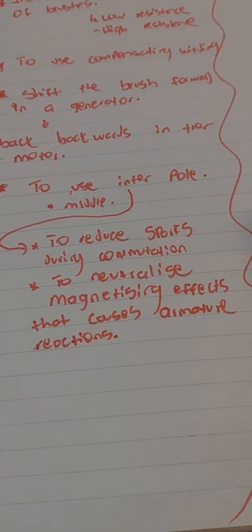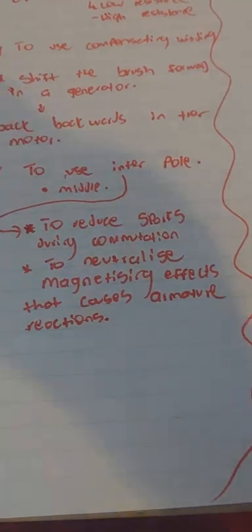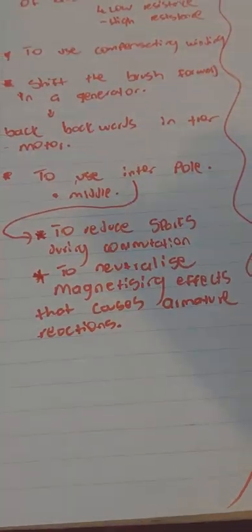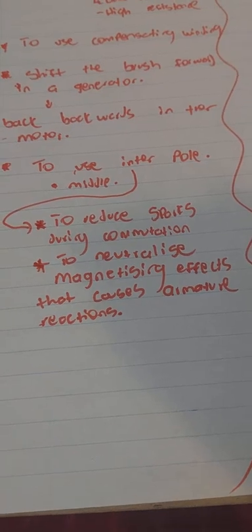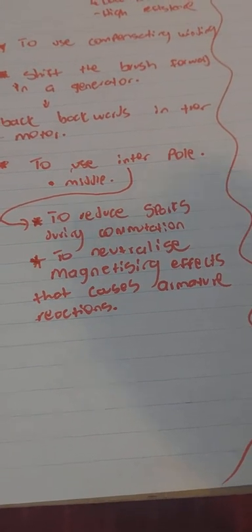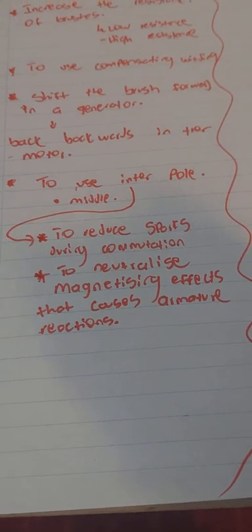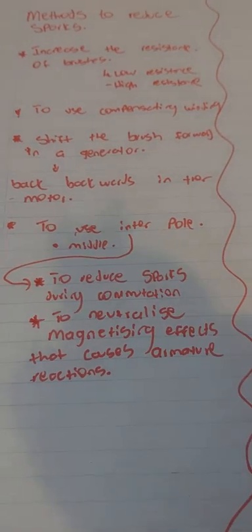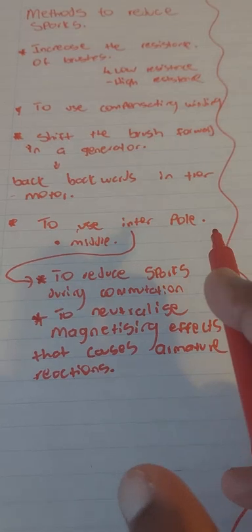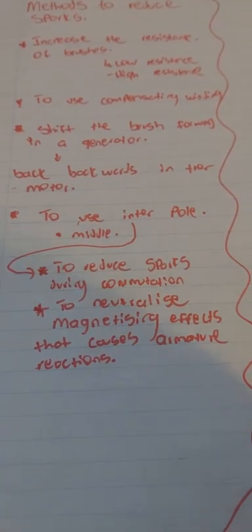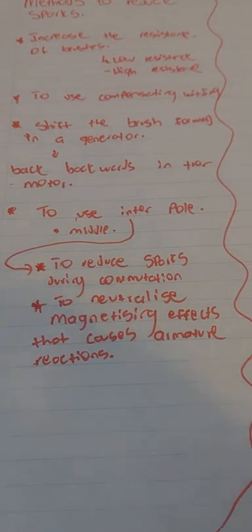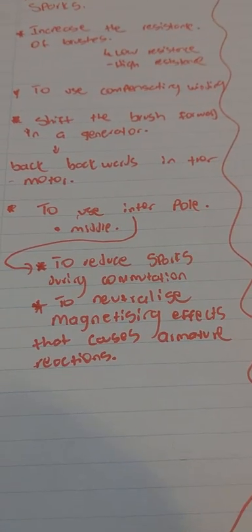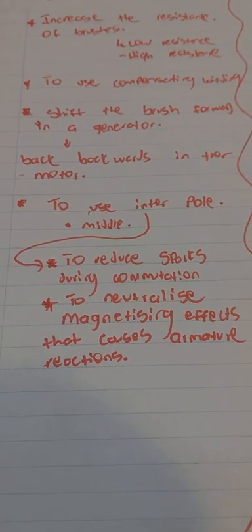Guys, we will learn about armature reactions in a new topic in module 4, when we continue with our lessons. Okay, guys, one function is to reduce sparks during commutation. The other one is to neutralize the magnetizing effect that causes armature reactions. Guys, those were the methods to reduce sparks. And interpoles have functions. They might ask you the functions of interpoles during the exams. That's why I covered them, because I normally see them within the exams, guys.